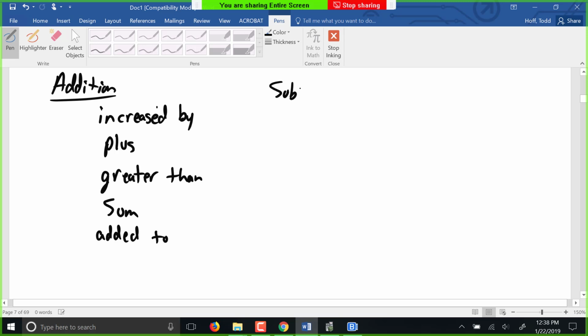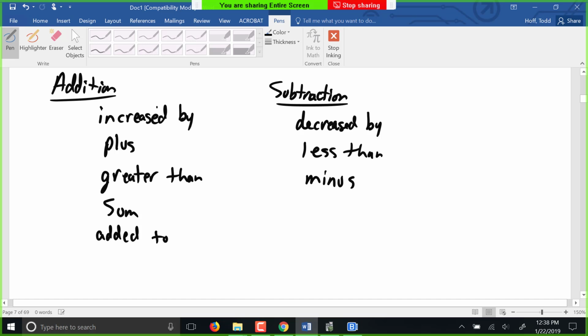For subtraction, we saw decreased by, less than, minus, and the big term, difference. A difference is the result of a subtraction problem. Also taken away from, or take away, and different derivations of those phrases.